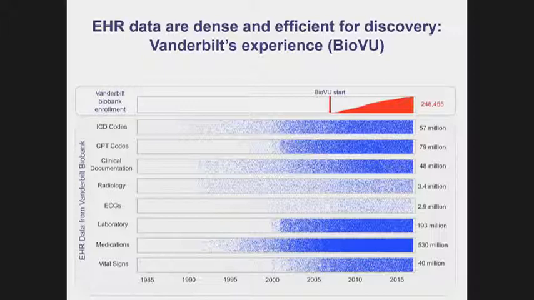The other thing I'll highlight here is that a lot of times we talk about claims data and ICD and CPT codes, but there is so much other information in the clinical documentation, the radiology, the lab tests, and those kinds of information, which become very important to understanding what is happening with an individual.